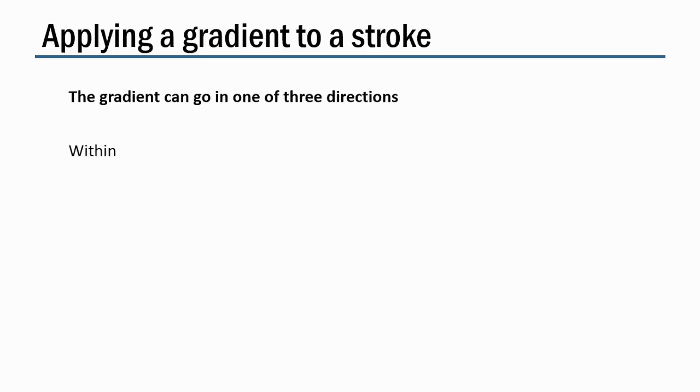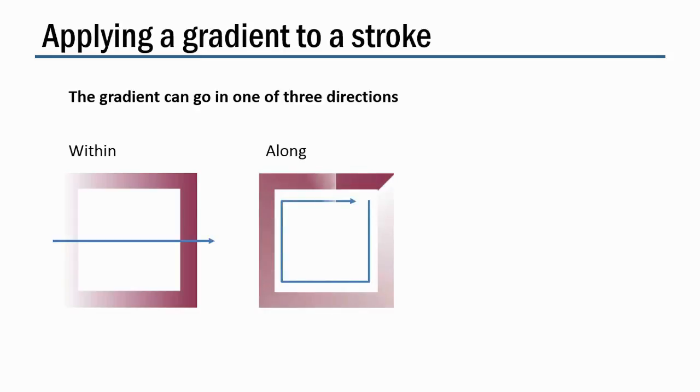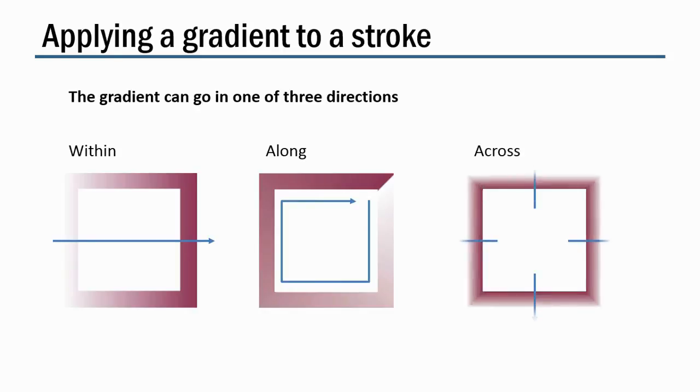The first method is called within, and when you use within, Illustrator applies the gradient as though the stroke is a filled object and simply goes from one end to the other end. The second method is called along, and that's kind of cool. The gradient runs along the path of the stroke. And the third method is called across, and the gradient runs perpendicular from the inside to the outside, or from the outside to the inside.